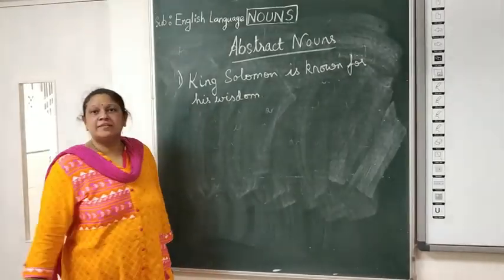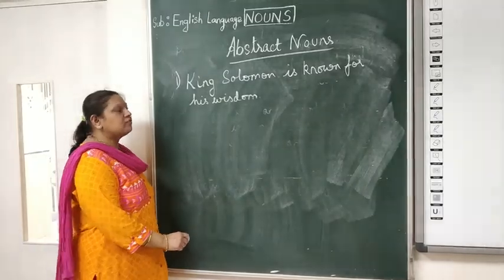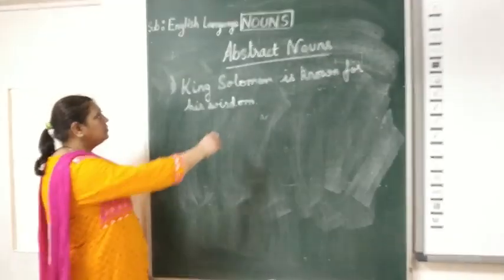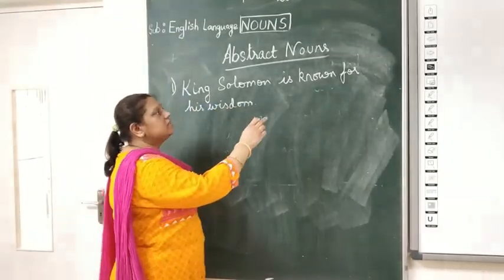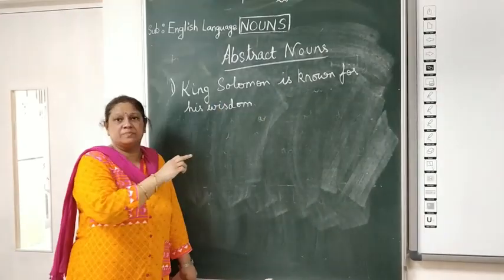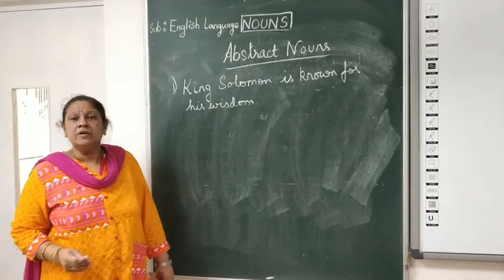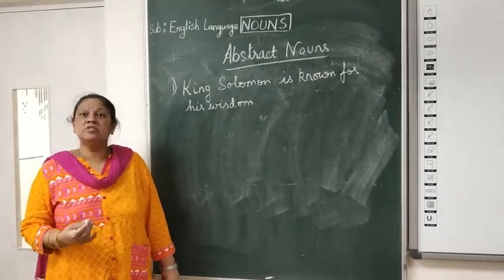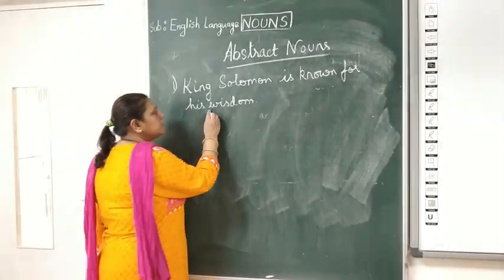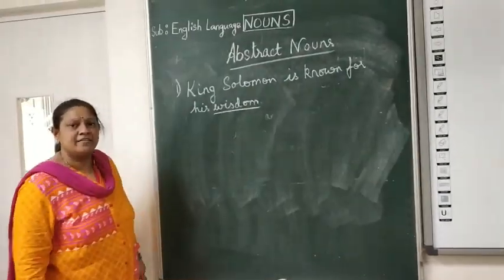Now, abstract nouns. I'll give a few examples for abstract nouns. The first one, King Solomon is known for his wisdom. So wisdom is the quality of King Solomon which is not seen. It can be just felt. So wisdom is the abstract noun.